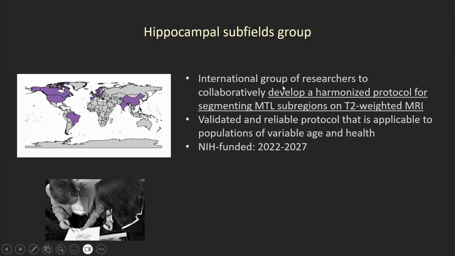In 2013, we started an international group of researchers who collaboratively developed a harmonized protocol for segmenting MTL subregions on T2-weighted MRI. As I mentioned already, Ricardo has been really integral to this effort from the very beginning. The idea for this protocol is that it's validated, it's reliable, and we can apply it to any population imaginable. We have been lucky to have been funded by the NIH since 2022, which really helped move this project along.